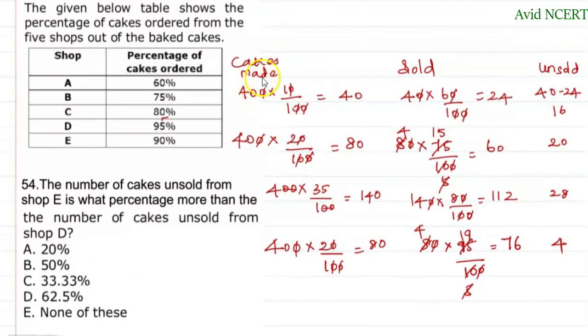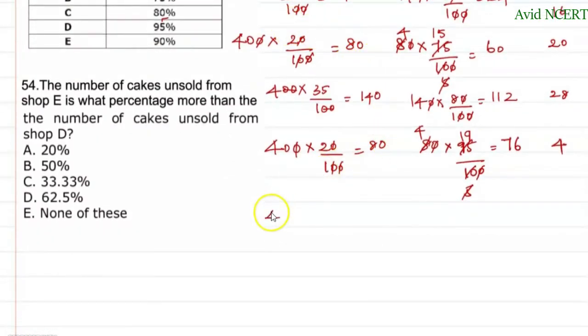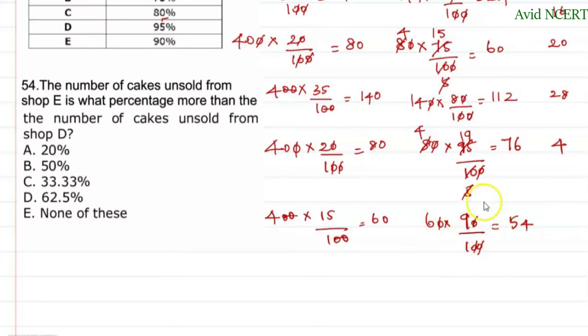And for the shop E, they made 15% of cakes, which is out of this 400, they made 15%, which is 15 by 100. Again the zeros get cancelled, and 15 times 4 is 60. So again, out of the 60 cakes, the number of cakes sold here is 90%, which is 90 by 100. Again, same method you can follow: 100% is 60, so 10% is 6, and 60 minus 6 is 54. Or you can do this method: the zeros get cancelled, 6 times 9 is 54. Anything is fine. So 60 minus 54 equals 6, which means 6 cakes are left unsold here.